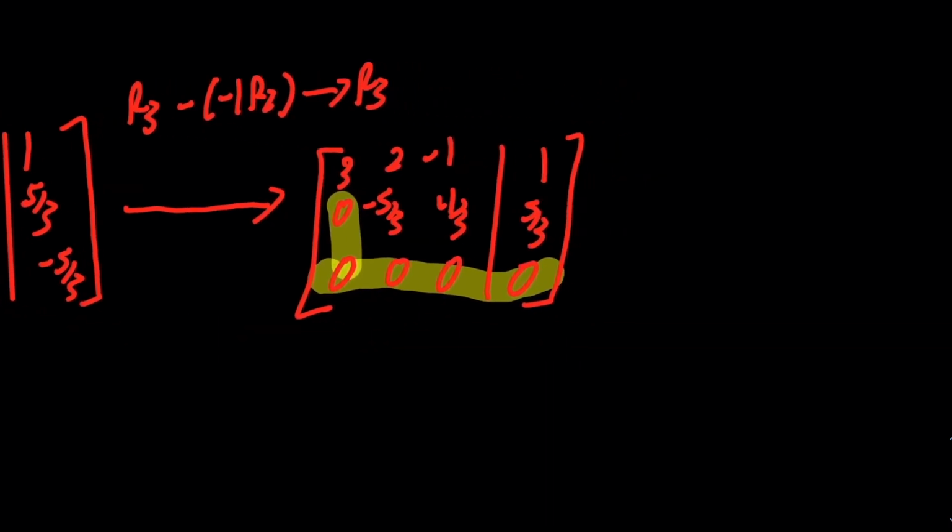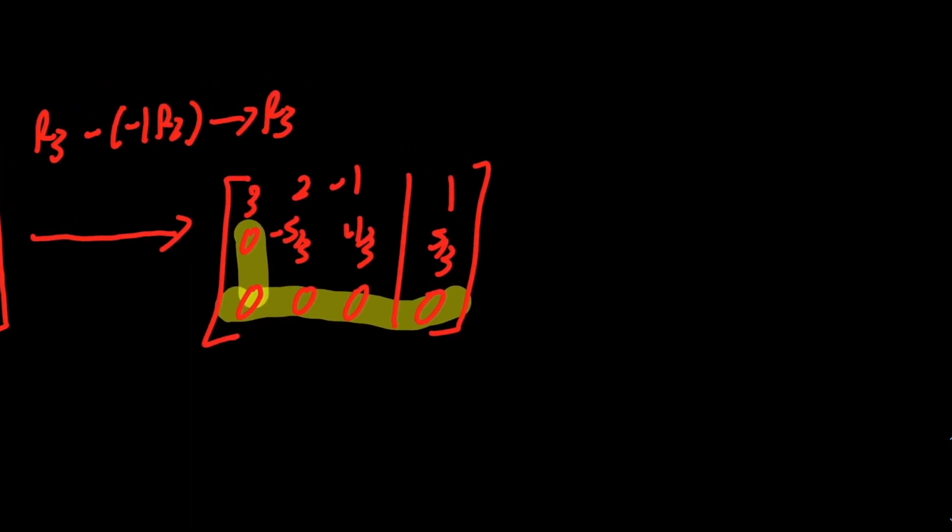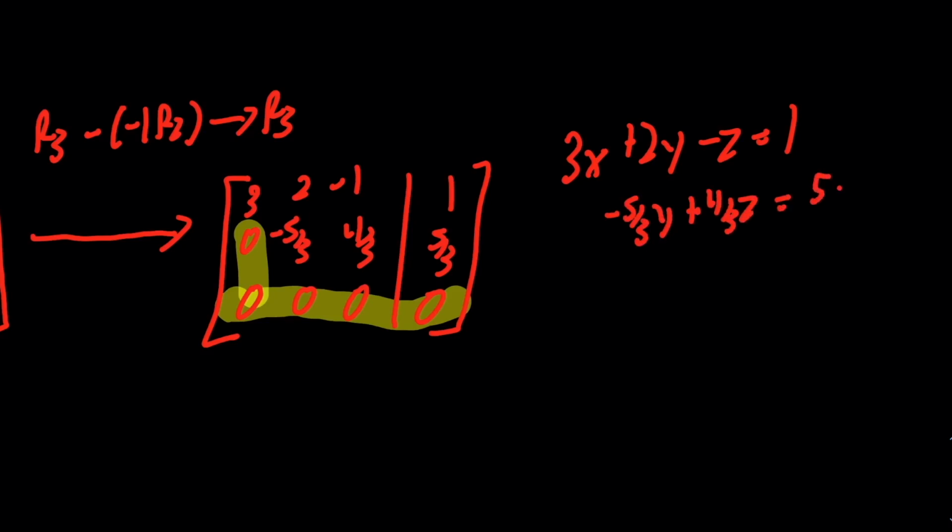As a result, we will convert this augmented matrix back into a system of equations where we have 3x plus 2y minus z equals 1, and we have -5/3 y plus 4/3 z equals 5/3. Let me make this more readable for the audience. Oh, that's supposed to be a z. Okay.